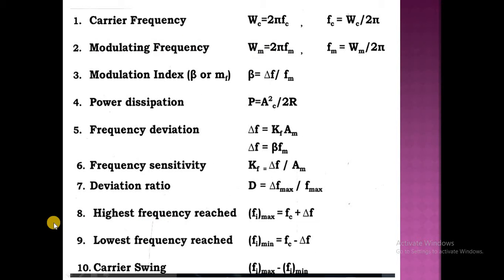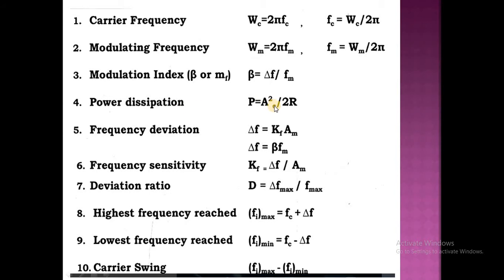So, some of the formulas involved in case of FM. The main important formulas are these. Carrier frequency: omega c equal to 2 pi into fc. Okay, fc is the carrier frequency only. Modulating frequency means fm, omega m equal to 2 pi into fm. Okay, modulation index beta equal to delta f by fm.